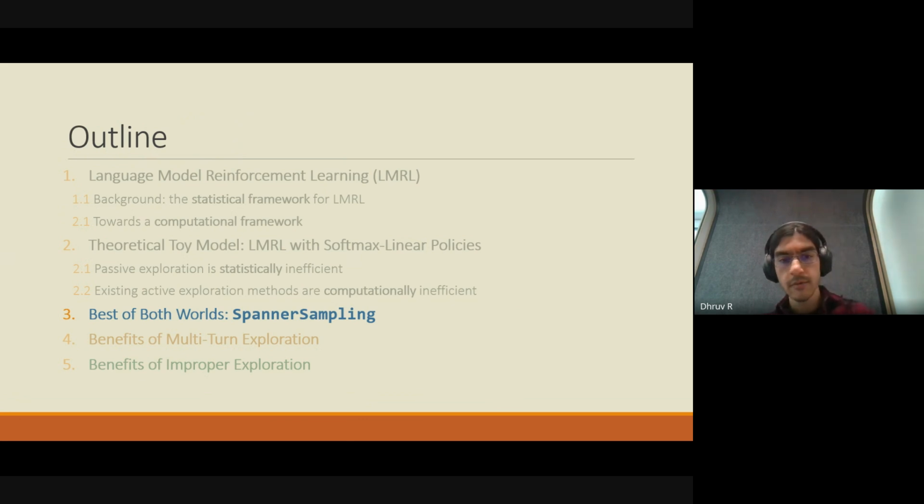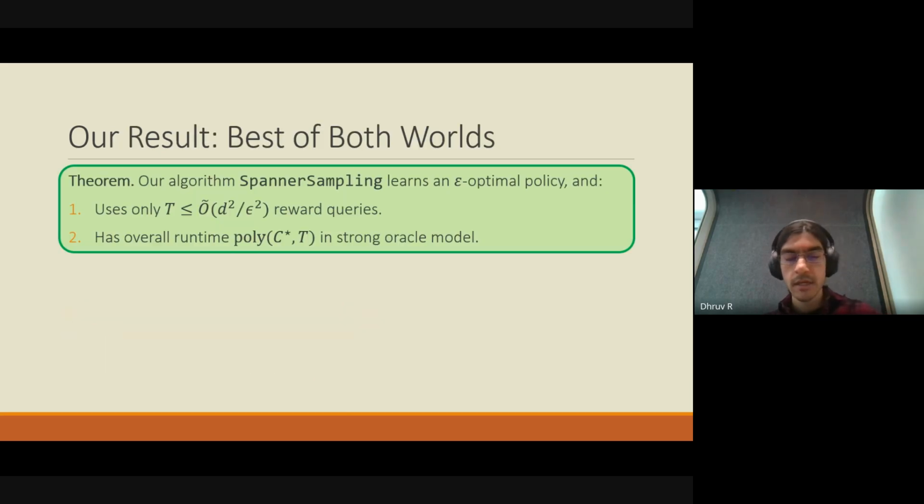So that's this algorithm that we'll call spanner sampling. Here's the slightly more formal guarantee. It learns an epsilon near optimal policy in the KL regularized regret sense, where the number of reward queries is polynomial in the dimension n, 1 over epsilon, and the overall runtime is polynomial in the number of reward queries and in the coverage C star. So that's the single policy coverage. And for this theorem that I'll state here, it works in the strong oracle model, but I'll get back to that later.